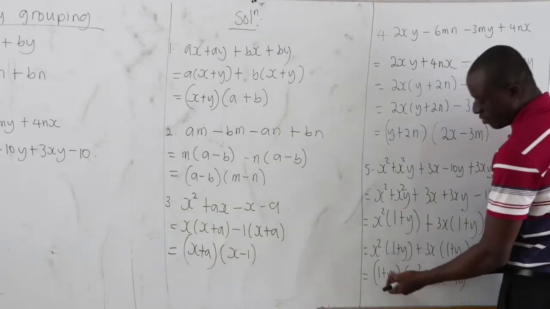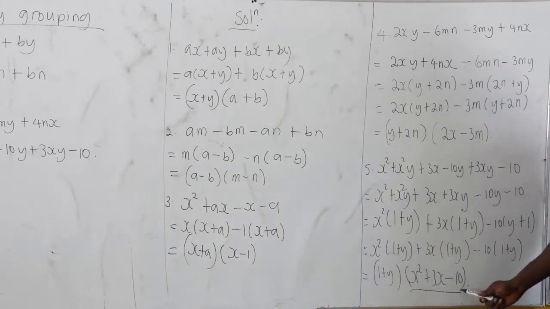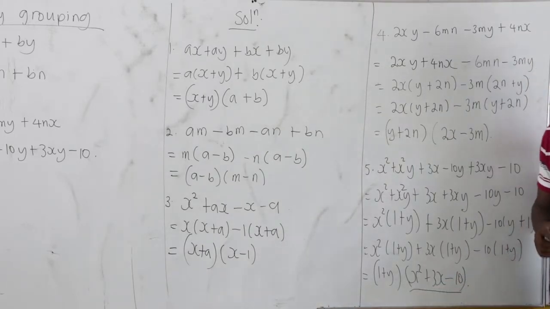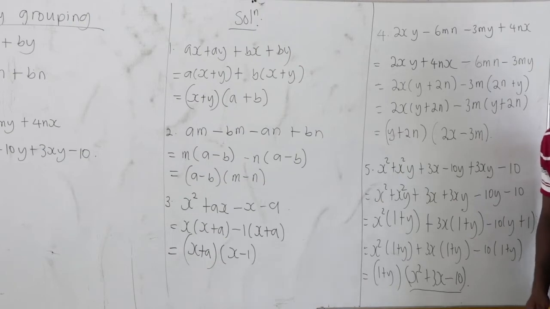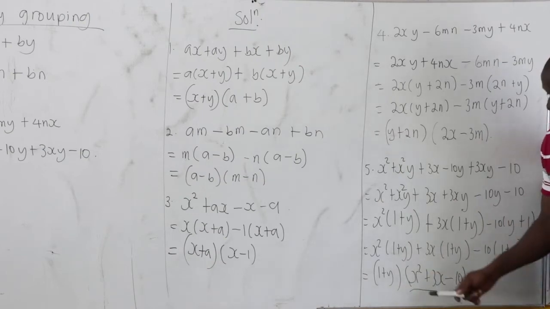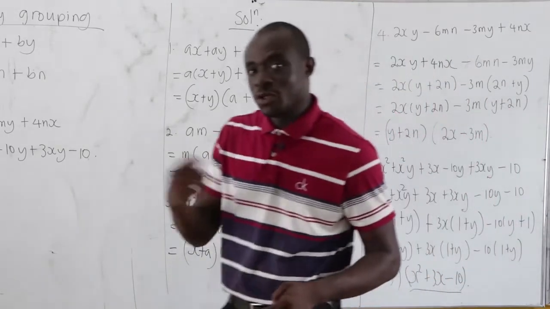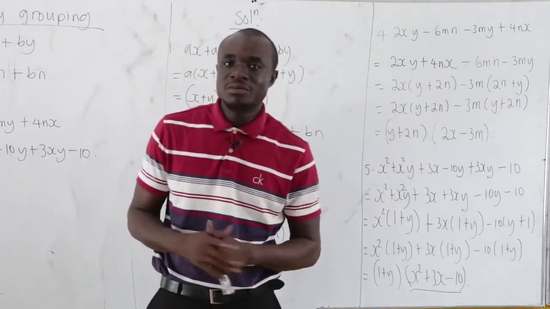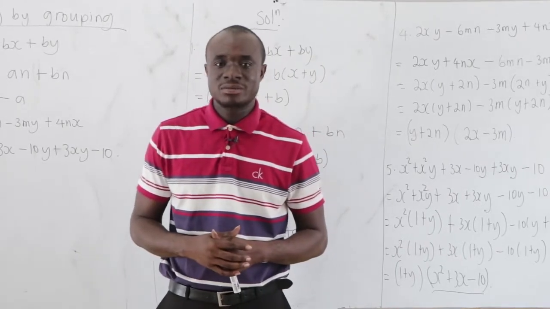Now, so I've brought the 1 plus y out. We have a quadratic expression here, and we are yet to do quadratic factorization. So I'll leave it. Continue watching. You'll see how we are able to factorize quadratic expressions. So that's what we have for the grouping, but here we are not done. We have to factorize this. But because we've not done quadratic factorization, which will be the next thing that we'll be doing, kindly continue watching the video and you'd enjoy it.